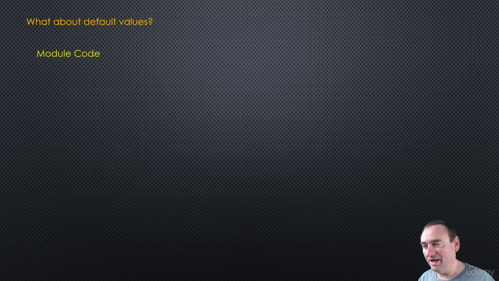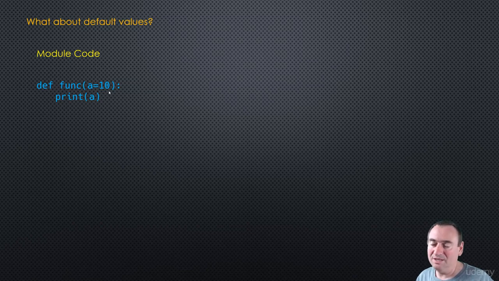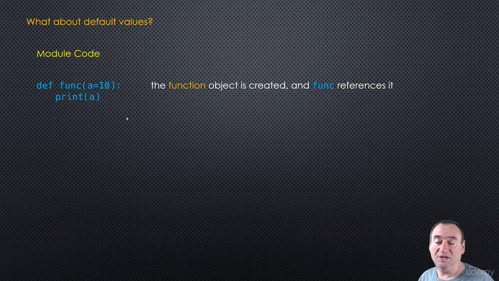So what about default values? Well, let's look at that again. So we have def func a equals 10. So now we have a default value, right? We've got a single positional parameter that has a default value of 10. Now def is going to run, it's going to be executed, it's going to create the function, just as before, and func is going to be essentially the variable name of the function. It's going to be the name that references that object.